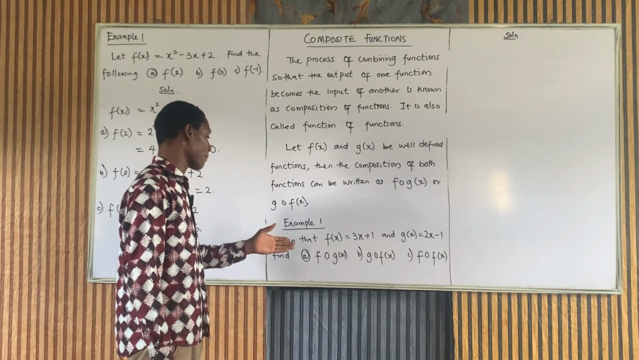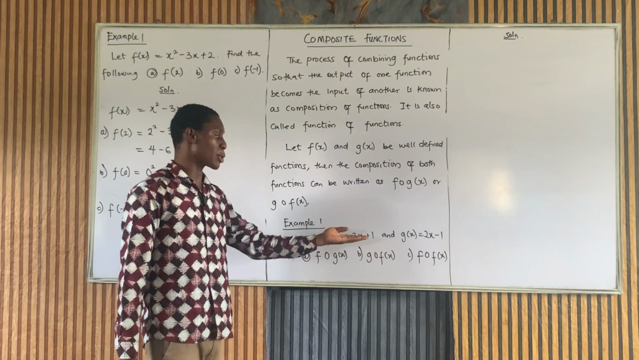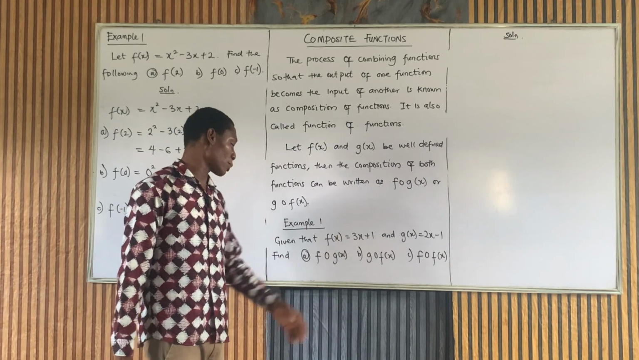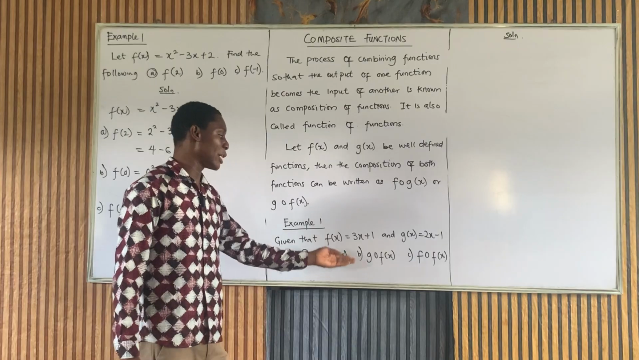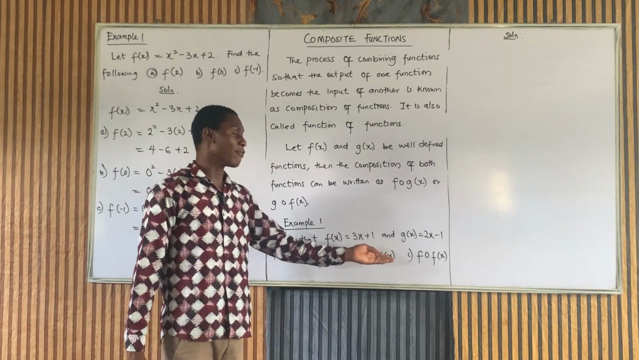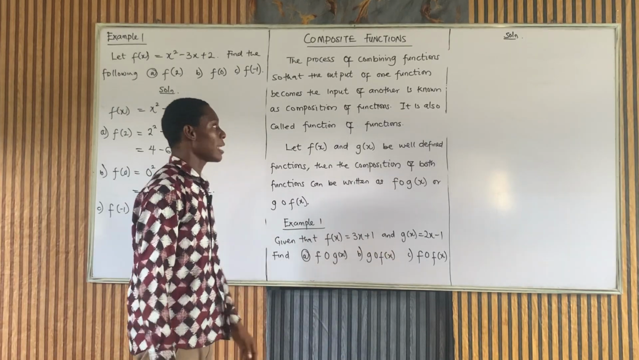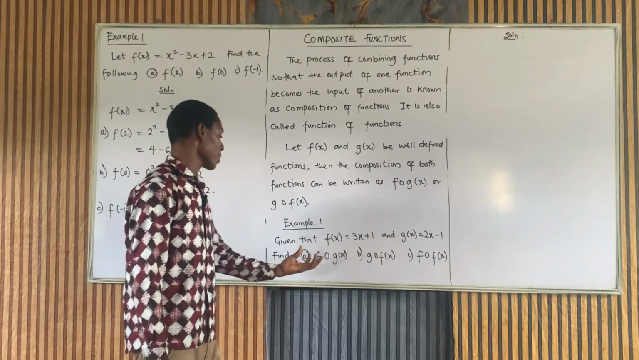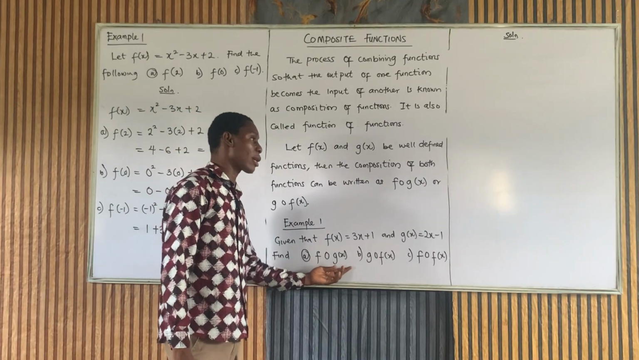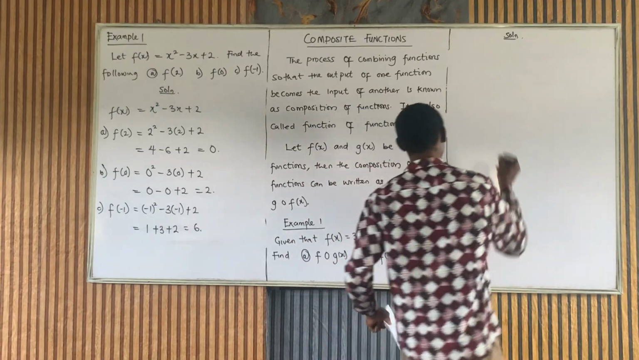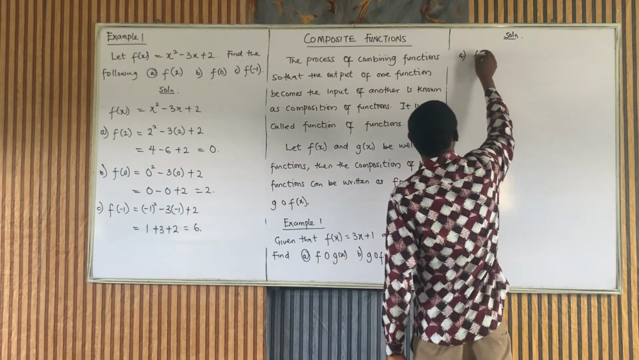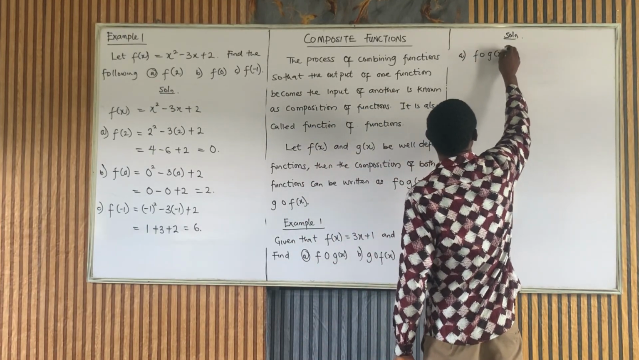Look at this now, example 1. Given that f of x is 3x plus 1 and g of x is 2x minus 1, find A, f of g of x, b, g of f of x, c, f of f of x. Now, this is what we call function of function because this singular thing here contains two functions inside of it. Now, let's take the first one now. A, f of g of x.